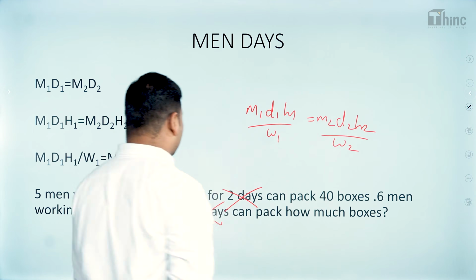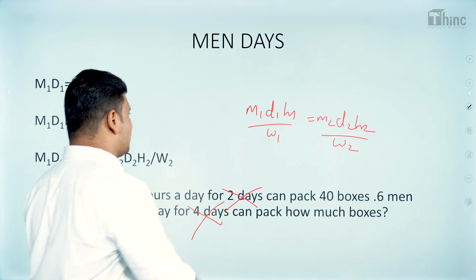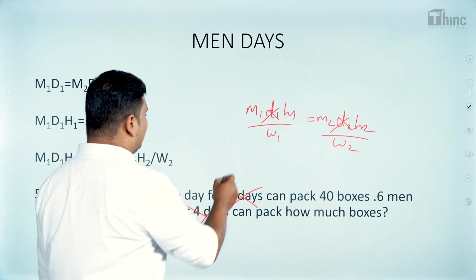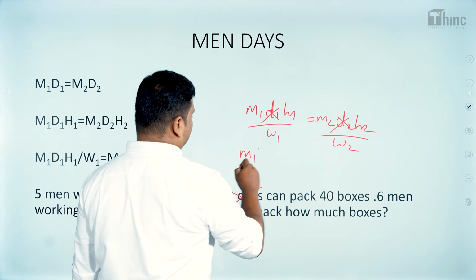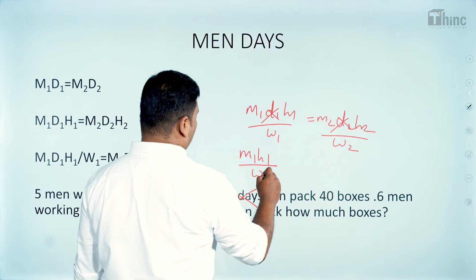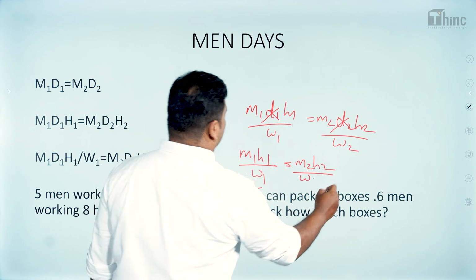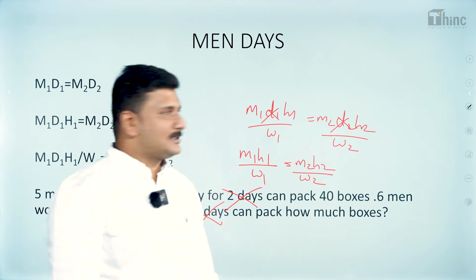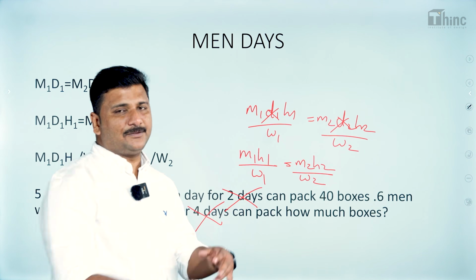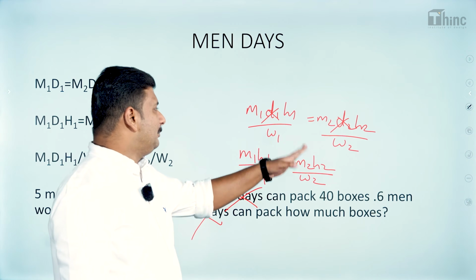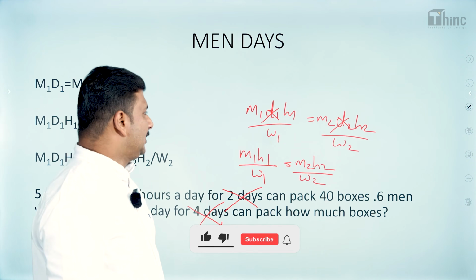Now in this question, what is missing? Days is missing, right? So we can eliminate days from both the sides. So what will we get? We have M1 H1 by W1 equals M2 H2 by W2. So M1 H1 by W1 equals M2 H2 by W2 will be the equation now.